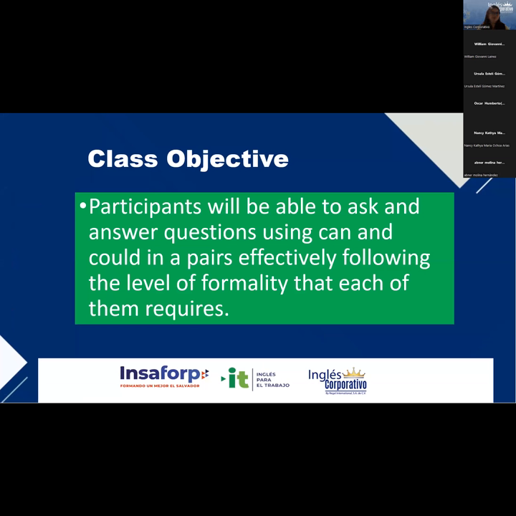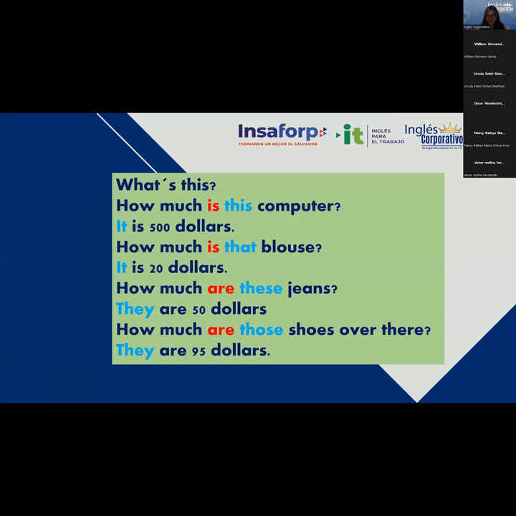This is the objective. Participants will be able to ask and answer questions using can and could in pairs, effectively following the level of formality that each of them requires. And we will learn the use of can and the use of could and how they can be formal or informal, right? But before, let's make a mini review of yesterday's class.